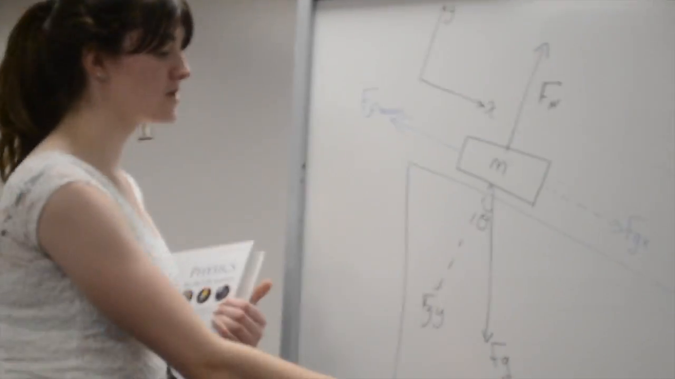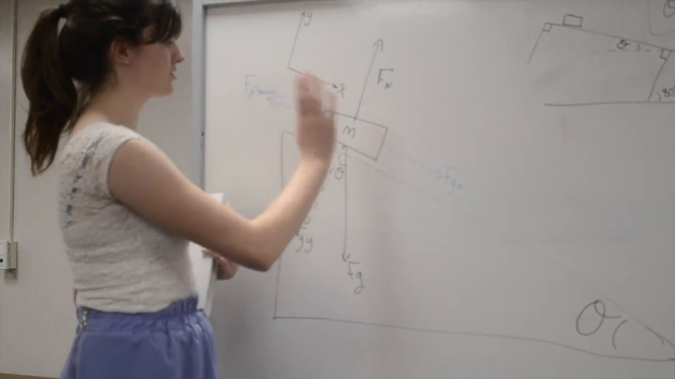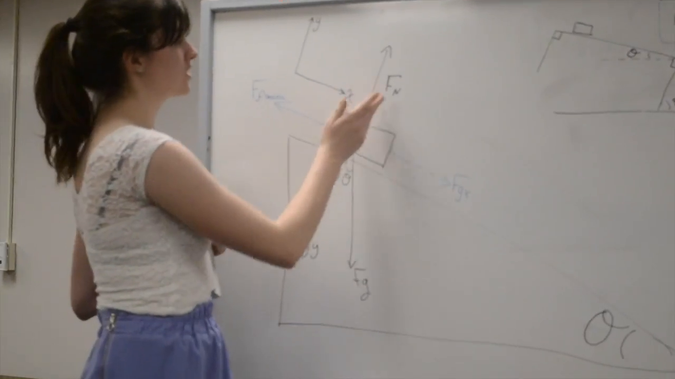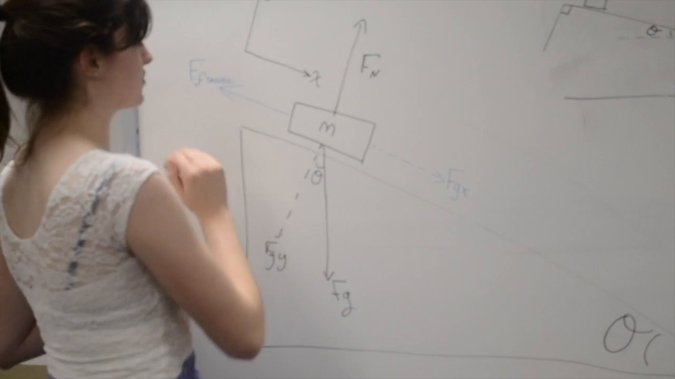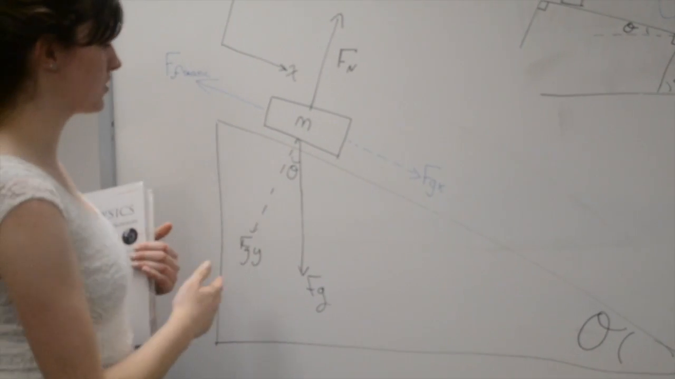Our diagrams. So this is our setup, except this is a table. We're using a table as our ramp. On top of the table we have our mass, which is the physics textbook. Perpendicular to the physics textbook, we have the normal force. In the x direction we have the force of static friction. And then in this direction we have our force of gravity.